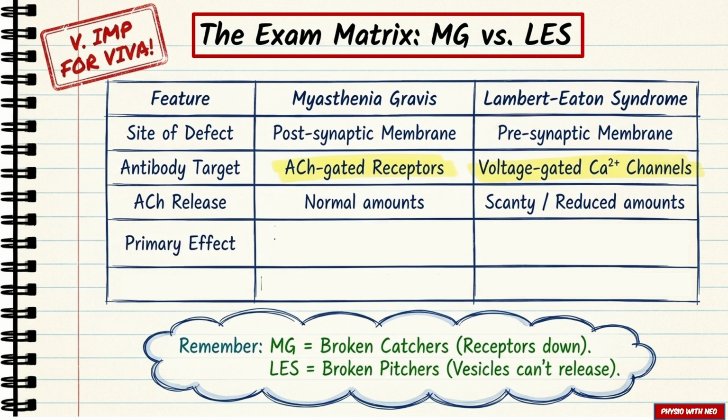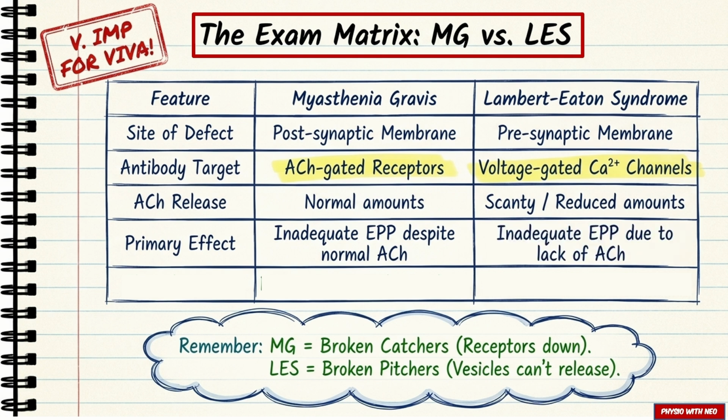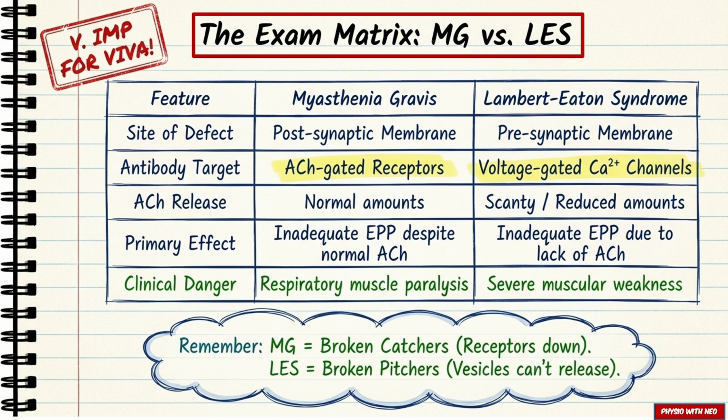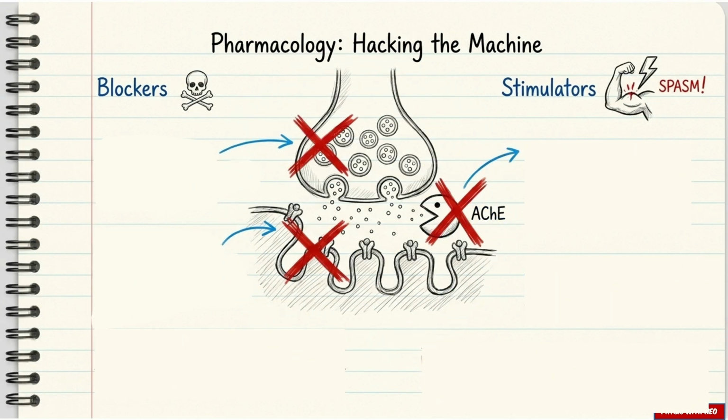The primary effect in myasthenia gravis is inadequate end plate potential despite normal acetylcholine release, whereas in Lambert-Eaton syndrome it is inadequate end plate potential due to lack of acetylcholine. The clinical danger in myasthenia gravis is respiratory muscle paralysis, whereas in Lambert-Eaton syndrome it is severe muscular weakness. If the examiner asks only one difference between myasthenia gravis and Lambert-Eaton syndrome, immediately answer: myasthenia gravis, a receptor problem; Lambert-Eaton syndrome, a calcium channel problem. Now let's hack the machine.